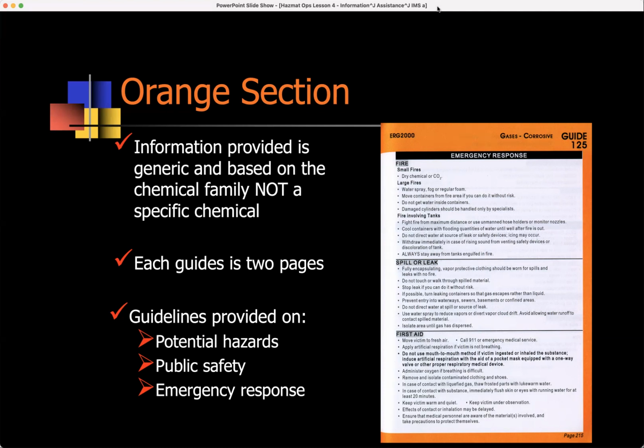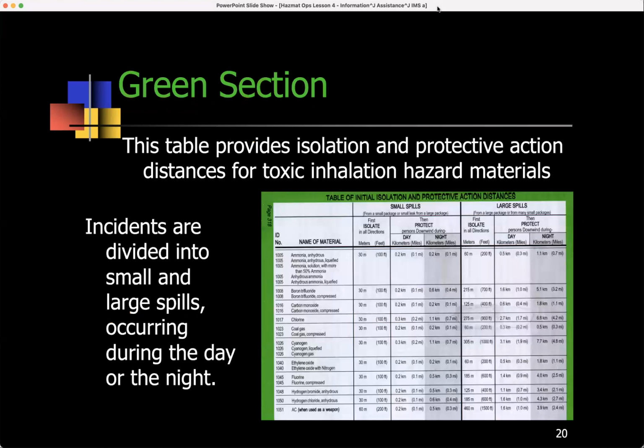The green section. This table provides isolation and protective action distances for toxic inhalation hazardous materials. Think about that. Toxic inhalation hazardous materials. That means they're all going to be gases. These are all going to be gases. They divide them into small and large spills, and whether they occur during the day or the night.